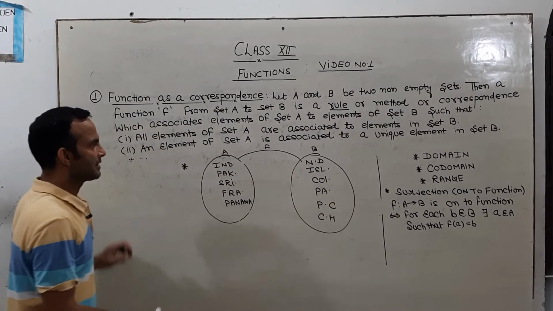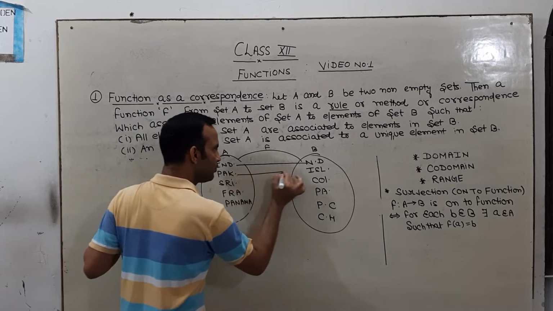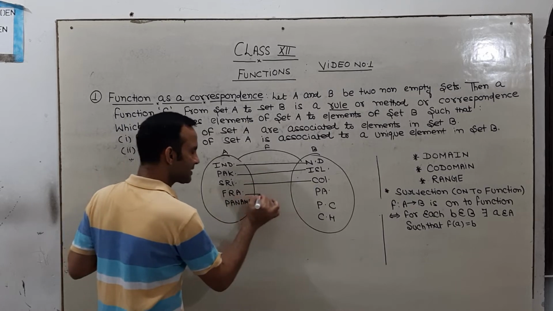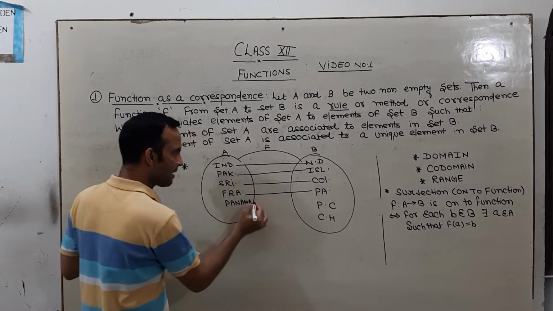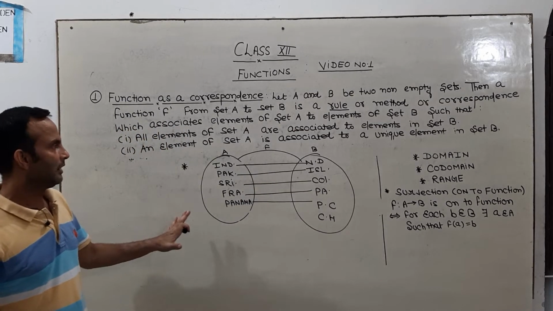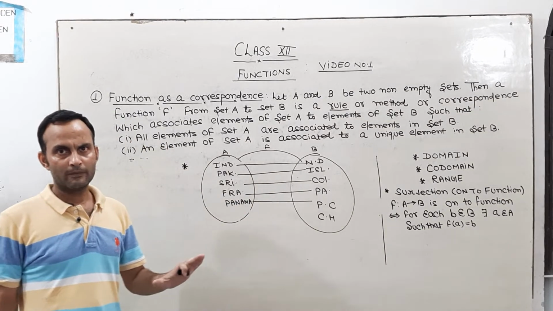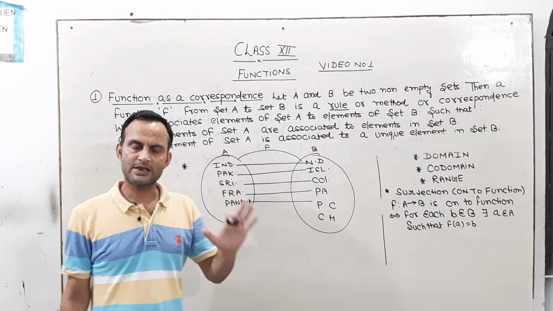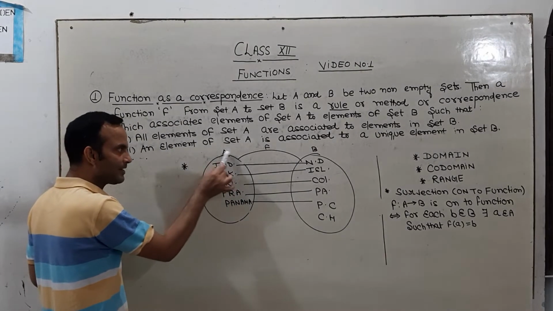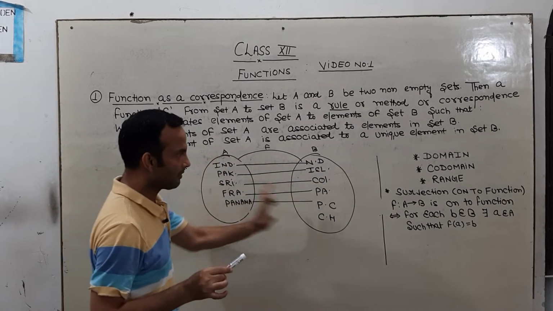Now see dear students, India is related to New Delhi, Pakistan is related to Islamabad, Sri Lanka is related to Colombo, France is related to Paris, Panama is related to Panama City. Now we can say that this is a function, and I have said many times that a function is a special type of relation. Okay, see here, all the elements of set A possess some image in B. That's why this is a function.